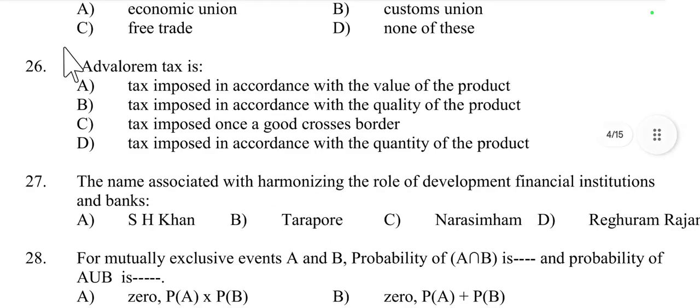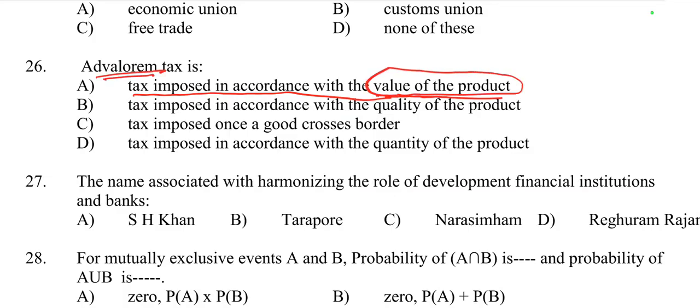Then question number 26. Ad valorem tax is, ad valorem means according to the value tax is imposed. So option A is correct, because tax is imposed in accordance with the value of the product. This is called as ad valorem. Ad valorem means according to the value of the product, the tax is imposed. When the value of the product is high, then tax imposed is high, and vice versa. So option A is right here.